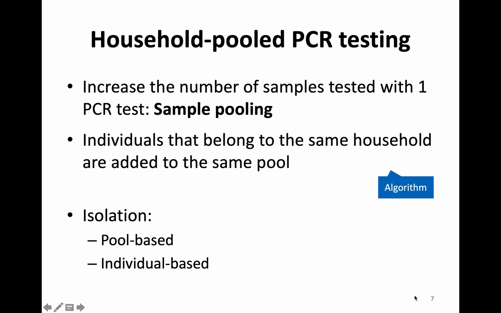On the other hand, we can consider individual-based isolation, where we'll find which individuals are actually responsible for making the pool positive, and then isolate them specifically. The thing is, we need, of course, additional tests to figure this out. But as the number of pools that test positive is low enough, this can actually be achieved. So these are the two strategies that we investigate in this work.